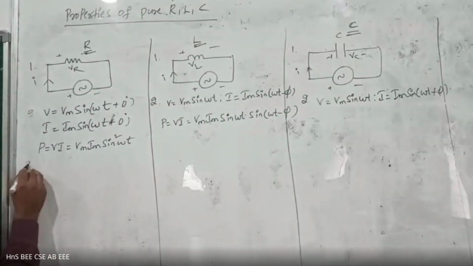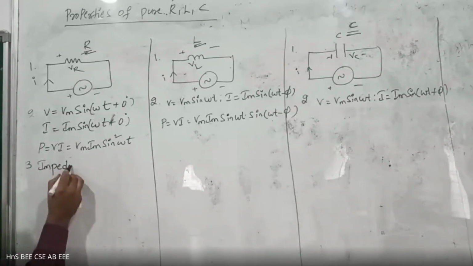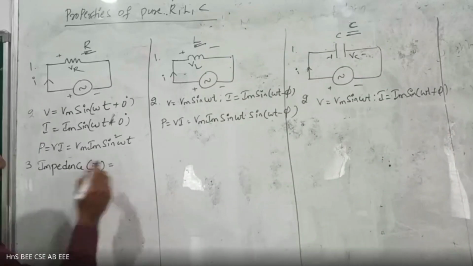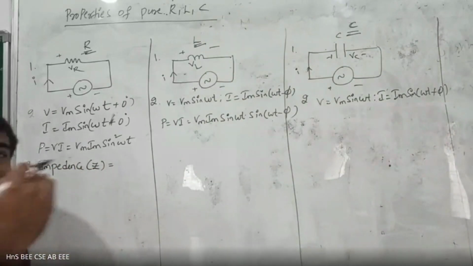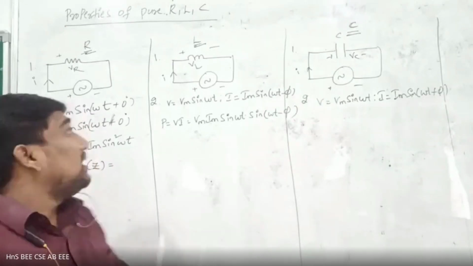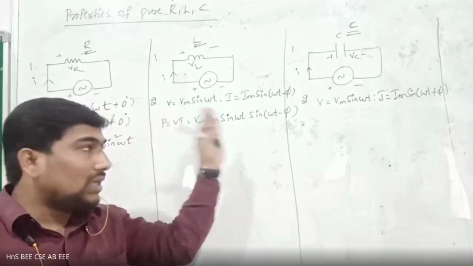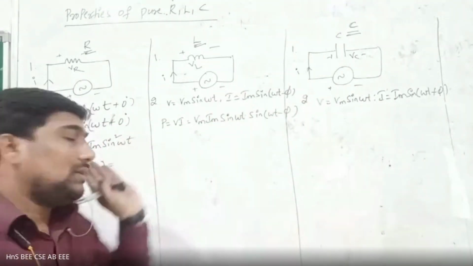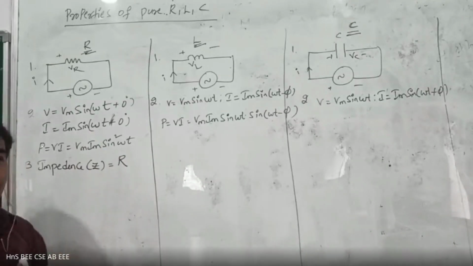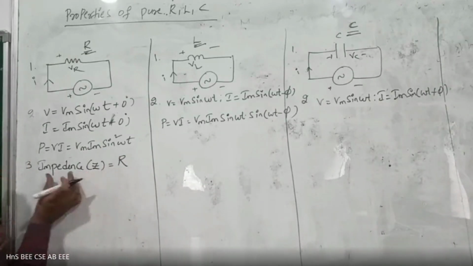Now coming to the third point. You have to write the impedance formula for the pure resistor. What is impedance? Impedance can be a combination or a single pure element. Here the topic is the pure resistor, pure inductor, and pure capacitor. For the pure resistor, Z equal to R. Z is nothing but impedance.